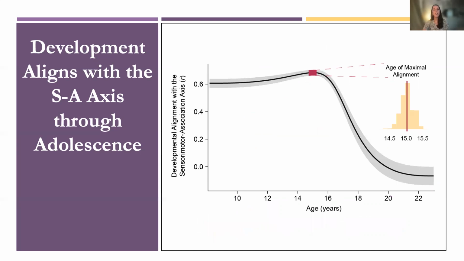If we plot age on the x-axis and age-specific correlation values on the y, we can see that there is a robust correlation between developmental change and SA axis rank from 8 to 17, with peak alignment to the sensorimotor-association axis observed at 15 years of age. Interestingly, this correlation rapidly dropped to 0 near the end of adolescence, suggesting there may be a program switch in the spatial patterning of developmental processes after age 18.